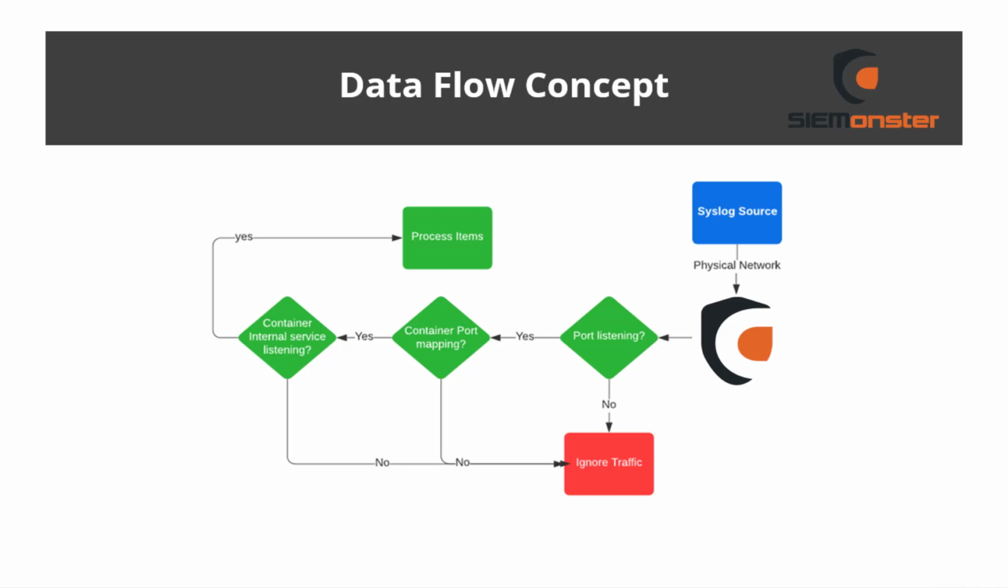The basic log flow is the following. Your syslog source goes to the physical network interface on your VM or on the host, and then to your VM. It will then verify that the port is listening, and then pass it on to the container port mapping, which will in turn give it to the service. If at any point in this flow it fails, it will just ignore the traffic. If it gets to the final step, it will go to processing, which will then process the syslog data received.